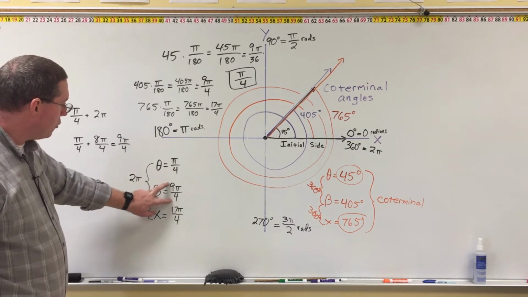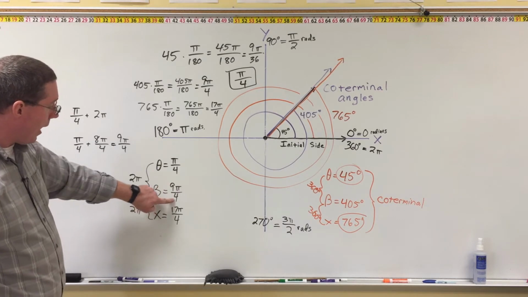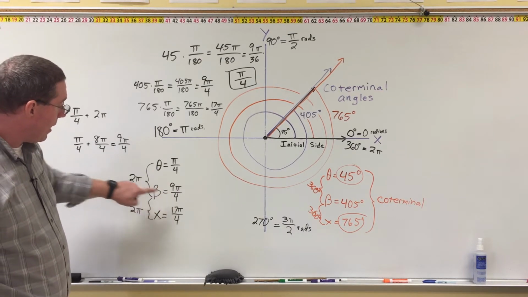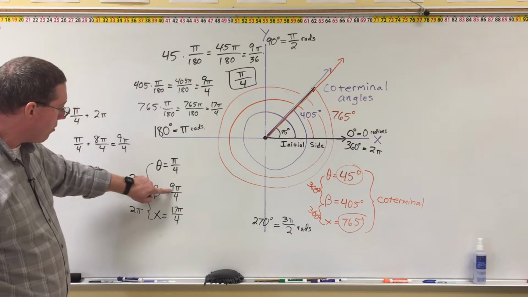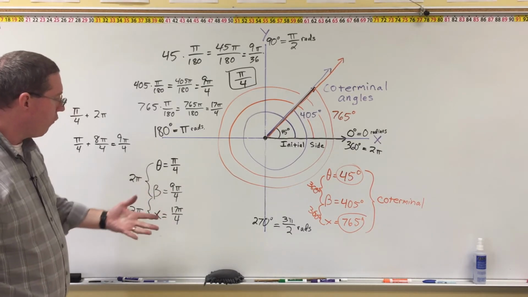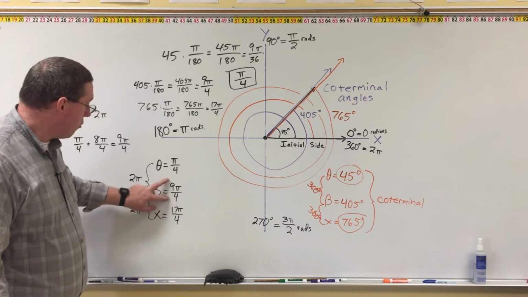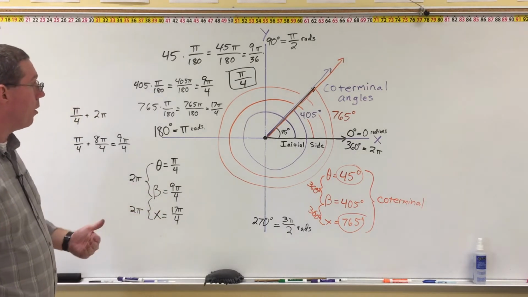So if I was now to add 2 pi to 9 pi over 4, again, I need a fraction. So I'm going to make it 8 pi over 4. 8 plus 9 is 17 over 4, so 17 pi over 4. So these two are also 2 pi apart.